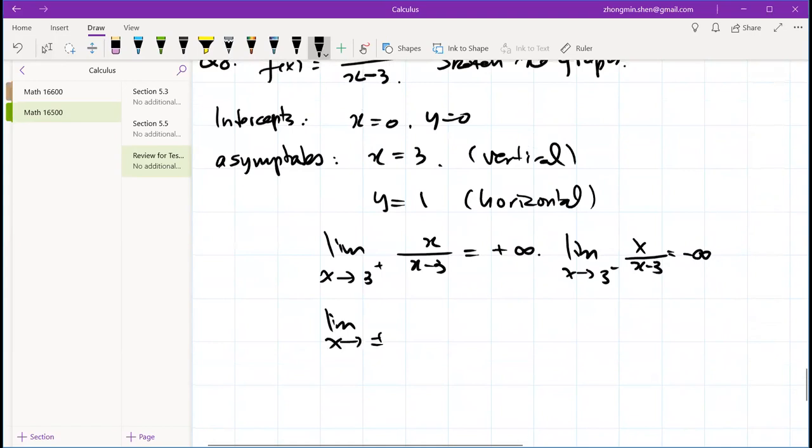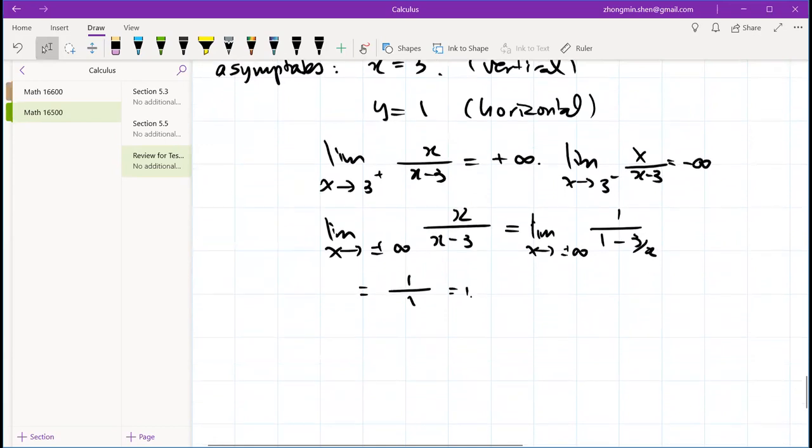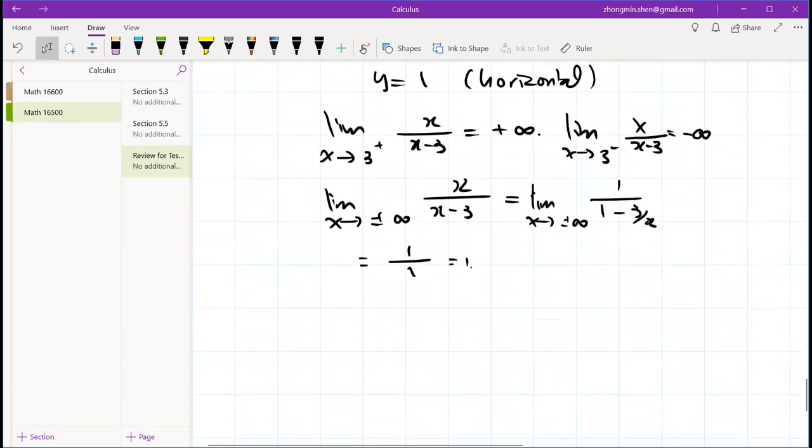When x approaches plus or minus infinity, in any direction, that is going to be 1. Why is it going to be 1? You can divide the numerator and denominator by x, and clearly 3 over x approaches 0. So it's going to be 1 over 1. Okay. All right, so we get asymptotes. Now, how can I draw the graph? I want to draw the graph first before I do the computation. All right.